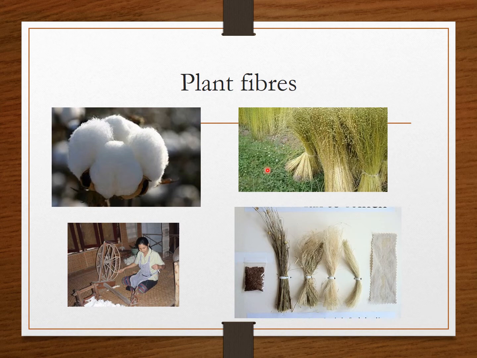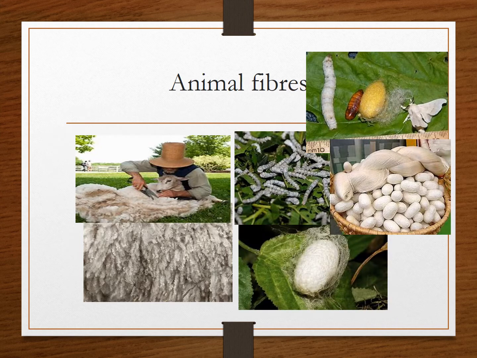Now the next one here is a flax plant from which linen is made. Here they are processed and then these are the fibers. This will be converted into yarn and then cloth is made. Next, animal fibers. One is woolen. We get wool and silk from animals. Wool is taken from a sheep and then processed into yarns and cloths will be made.